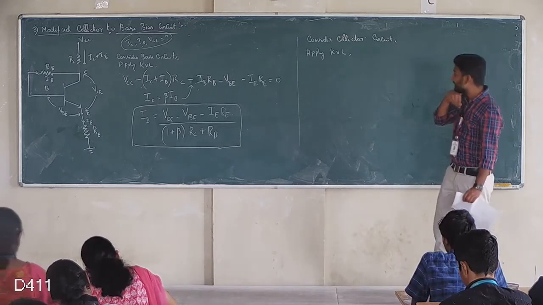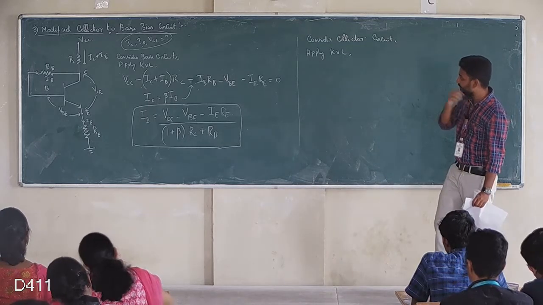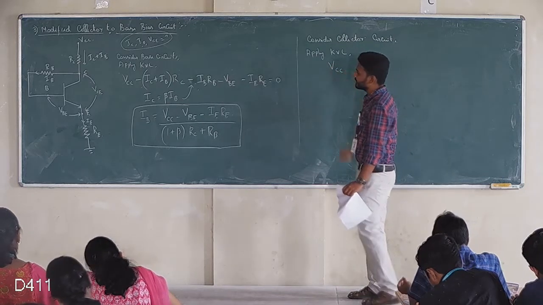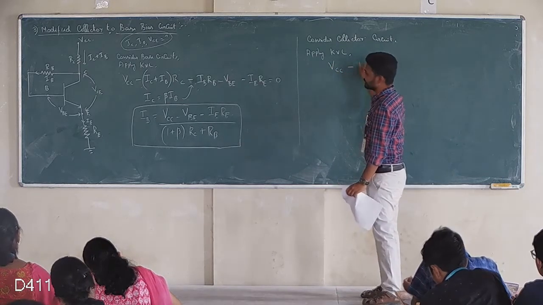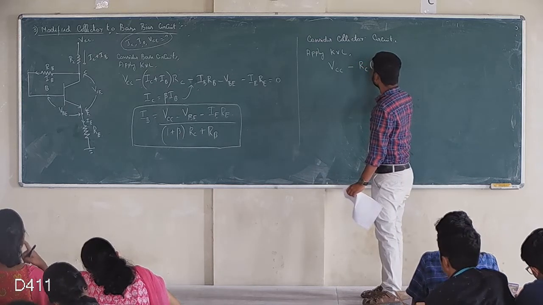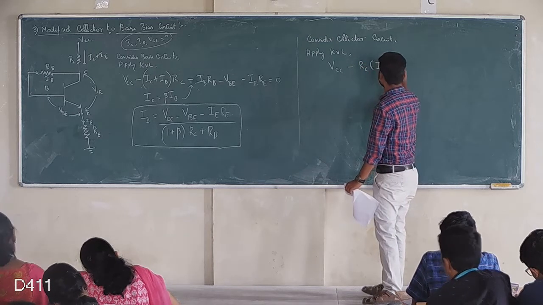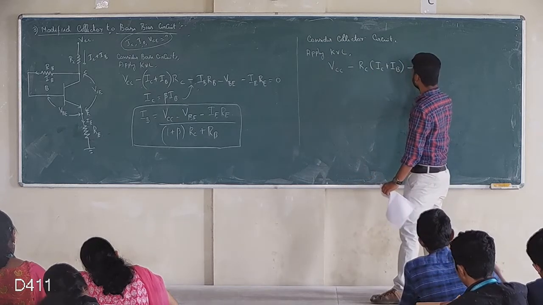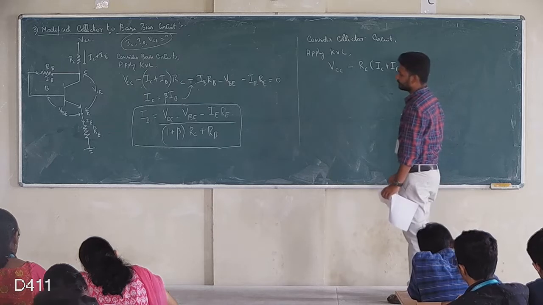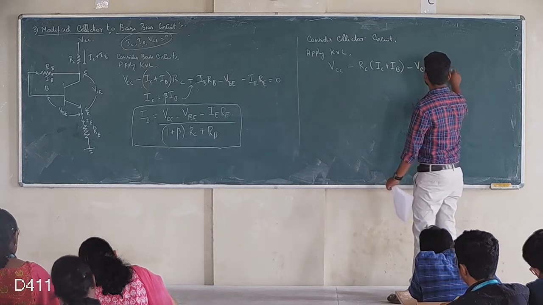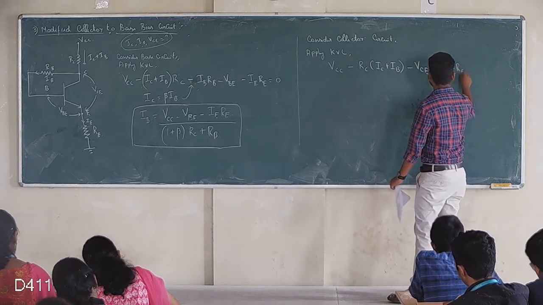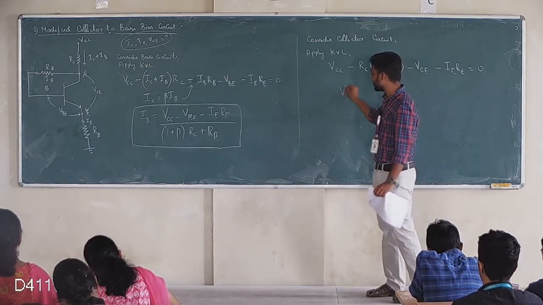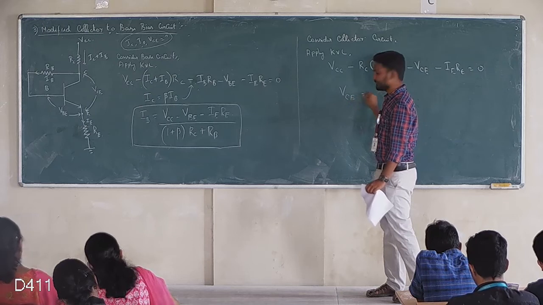Apply KVL at the collector circuit. Collector circuit, same. VCC minus RC IC minus VCE minus IE RE equal to 0. From this, you find the value of VCE. It's easy.